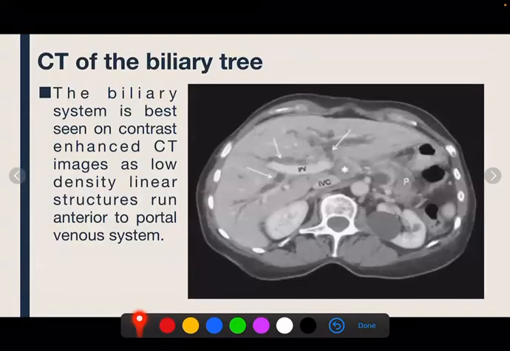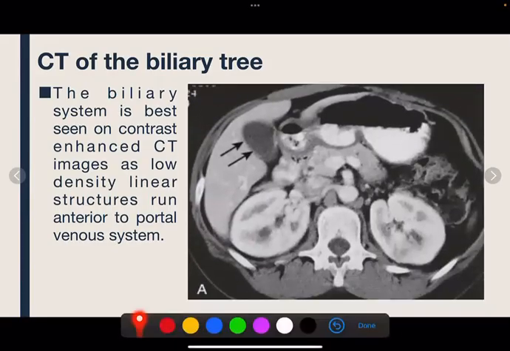CT of the biliary tree. This is an axial CT scan with contrast. We see that the kidney took the contrast, and we can see the liver enhancement. The biliary tree will be seen as low-density linear structures running anterior to the portal venous system because it does not take the contrast. This is the gallbladder.